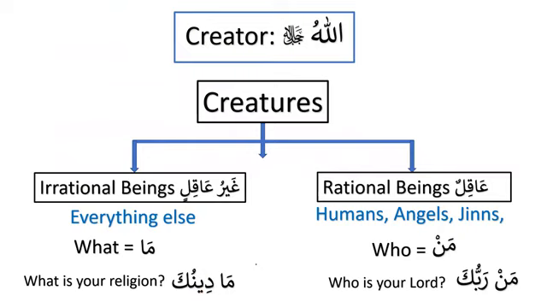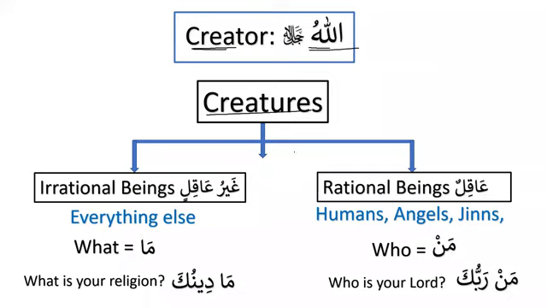Okay, so we discussed ma and man. We said that ma is used for things and man is used for humans. So basically, there are two categories that we need to know. First of all, we need to know that Allah subhanahu wa ta'ala is the Khaliq, the creator. And we are what? We are creatures, makhluq or makhluqat. So Allah subhanahu wa ta'ala is the creator and we are creatures, makhluqat. Now, this point is very, very important, and inshallah, it will help you a lot throughout your experience of learning the Arabic language.